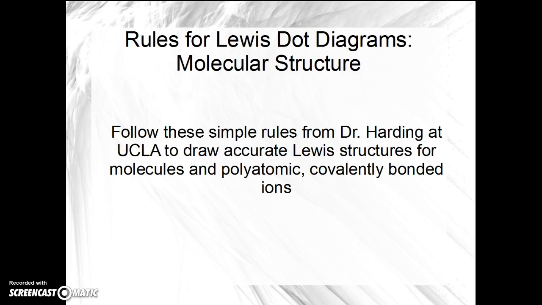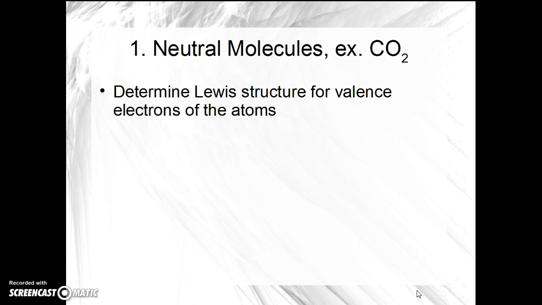And we'll also be able to draw polyatomic covalently bonded ions. Remember, a polyatomic ion is itself held together by covalent bonds. Let's talk about neutral molecules first. For example, carbon dioxide. Of course, the first thing you need to do is draw the Lewis structure for the valence electrons, remember valence electrons only, of the atoms involved in the molecule. Here we have carbon on the left, which has 4 valence electrons, and oxygen on the right, which has 6.